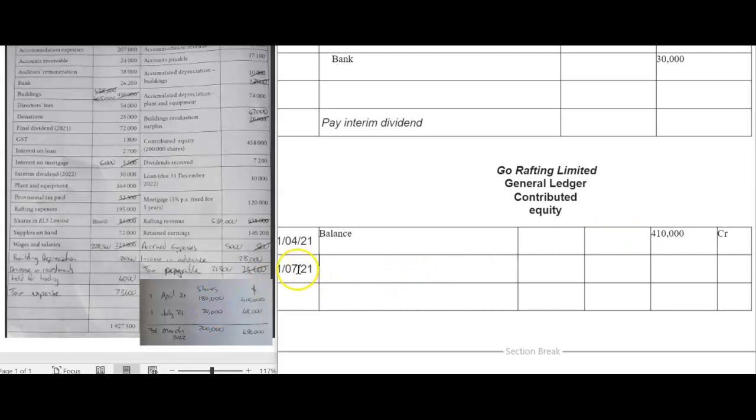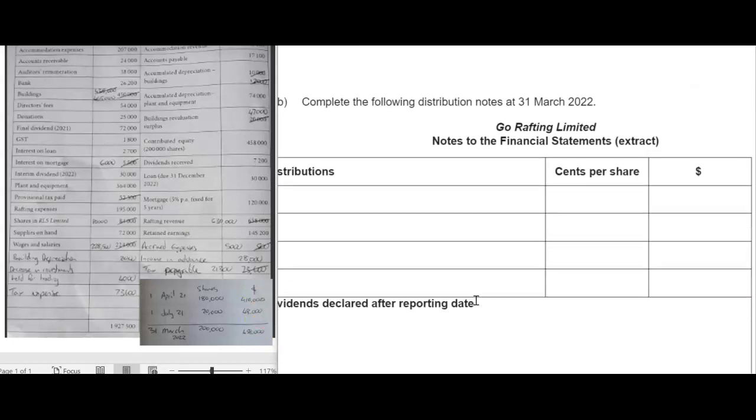And then on the 1st of July, which is the date here, we issued 20,000 shares. We received cash for that because it was done through the broker. That was GB Brokers, and they paid us 48,000, which takes our closing balance to 458,000 credit. And that's pretty much what we've got here. That's all we need. On to the next part.